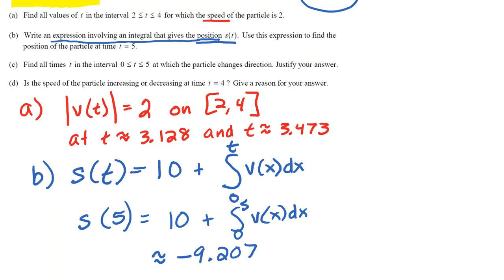And moving on to part C, find all times t in the interval from 0 through 5 at which the particle changes direction. So remember that it can only change directions when the velocity hits 0, but then we also have to verify that it crosses over the axis rather than having a bounce point. So when does our velocity function hit 0 and change signs?